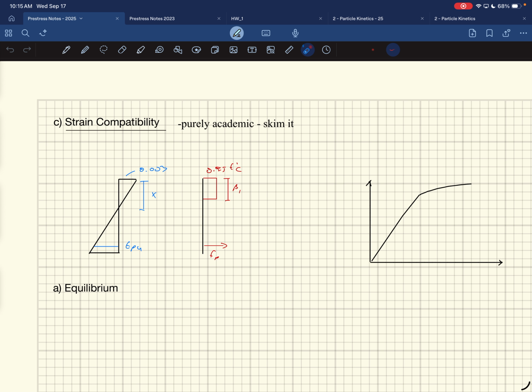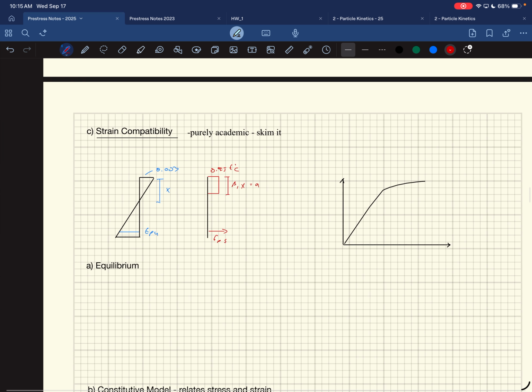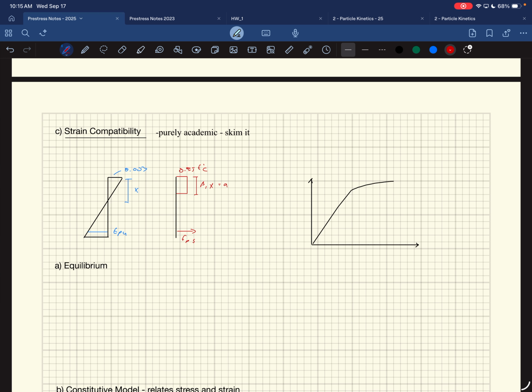So the same thing happens. We still assume the 0.003, and then we have this epsilon down here. We're straining the steel. And then we have, again, 0.85 f'c. This is beta 1 times x, or what we call a. And then this is fps down here. And so we can actually do this.